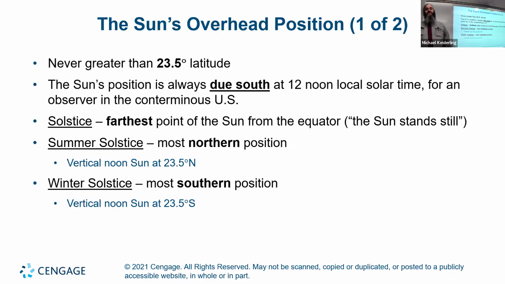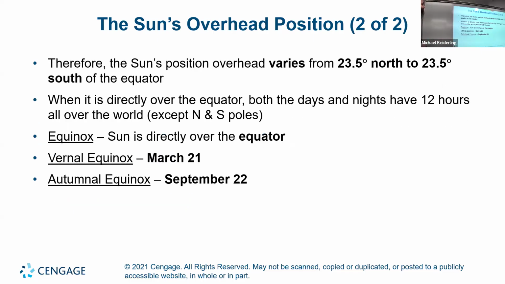The winter solstice is when the sun is at its most southern position. The vertical noon sun is at 23.5 degrees south. So the sun's position overhead varies from 23.5 degrees north to 23.5 degrees south of the equator. When it's directly over the equator, both the day and night have 12 hours all over the world, except the north and south poles, which are weird exceptions we don't need to worry about, because nobody lives there.